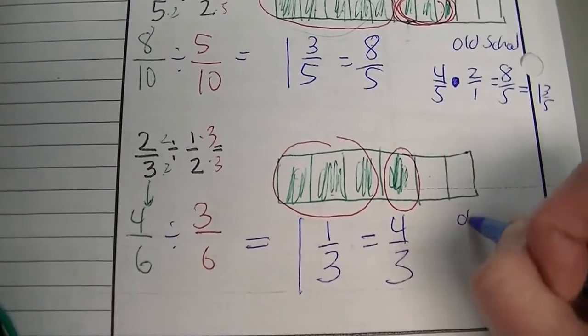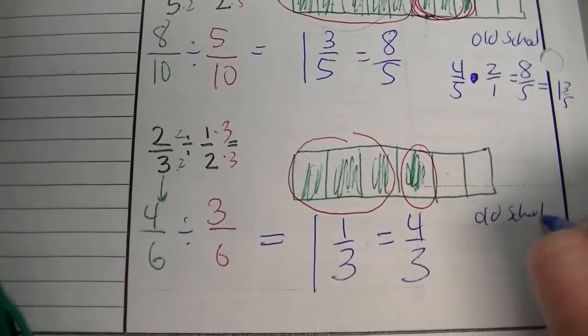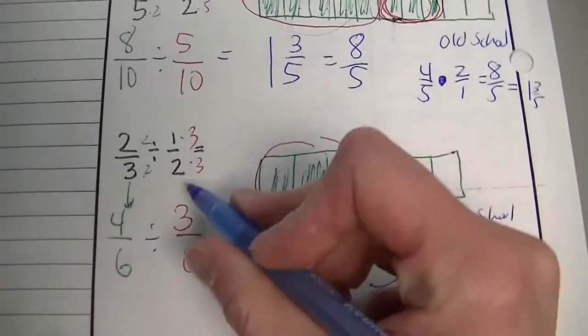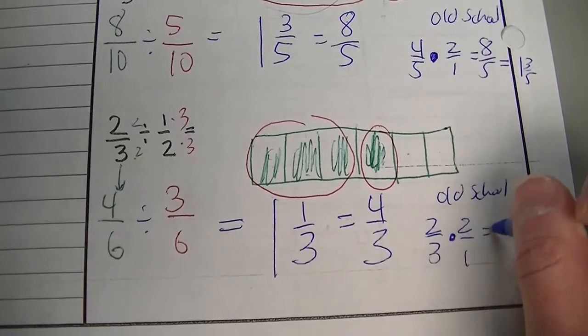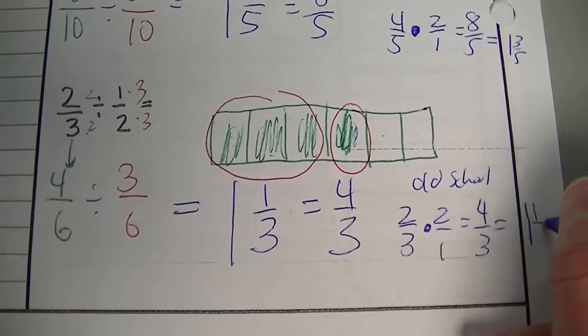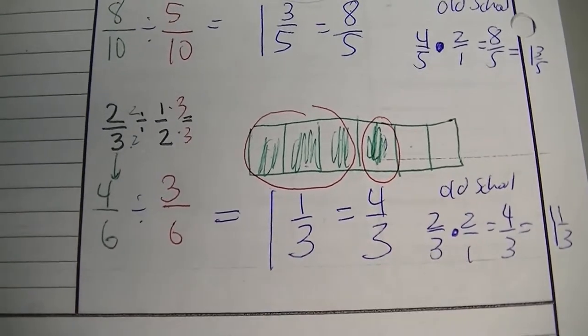Okay, old school way is keep it, change it, flip it. 4/3, which also equals 1 1/3, which is what we got when we were modeling.